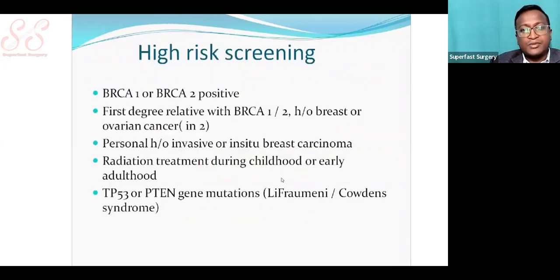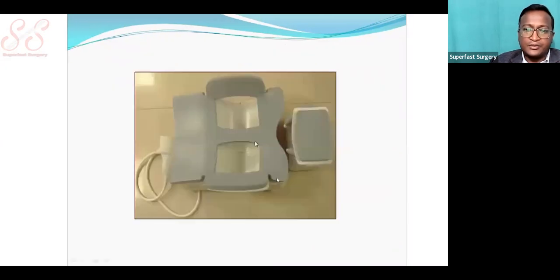So high risk women, we discussed who are the high risk women who need to be screened. That is the BRCA 1 patient and the relatives of BRCA 1 patient. Similarly, Li-Fraumeni or Cowden's patient and the relatives of Li-Fraumeni and Cowden's patient. And when we have the history of radiation in early childhood.